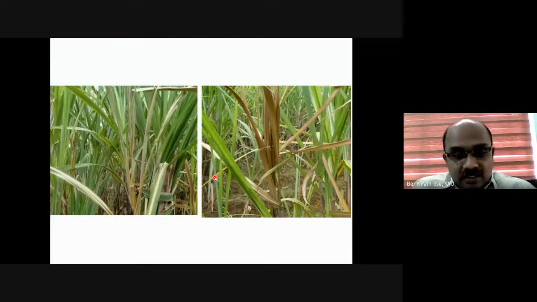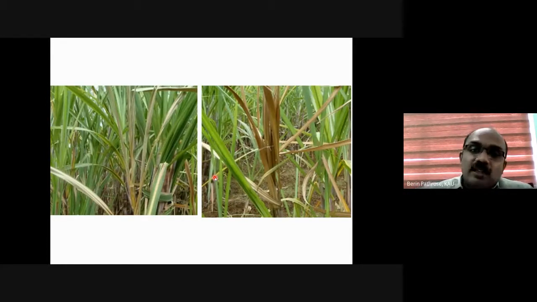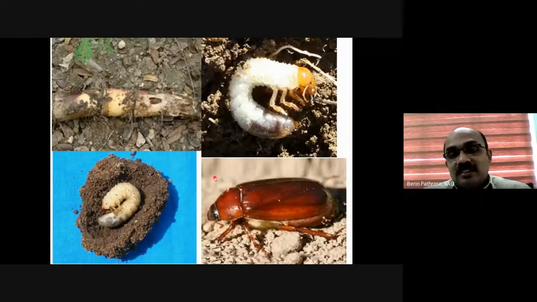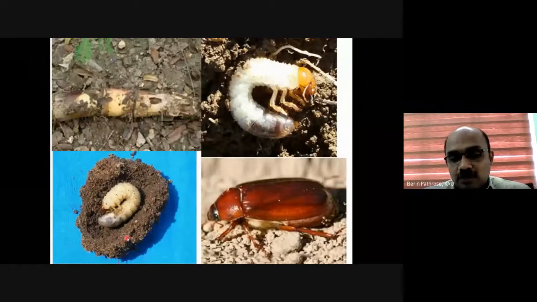This is the damage. Sometimes it can be confused with termites, but with termites we can see termite mounds and all. So these are the C-shaped grubs, the scarabiform grubs. This is the adult. You can see there won't be any roots on the plants.